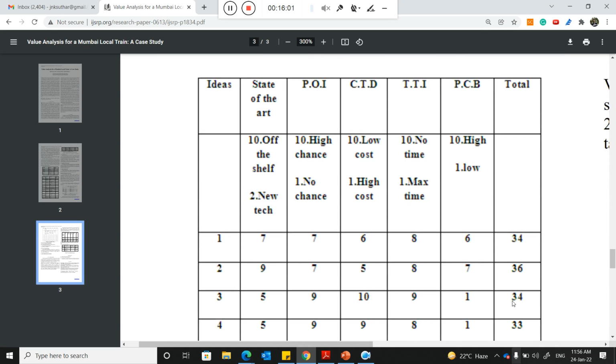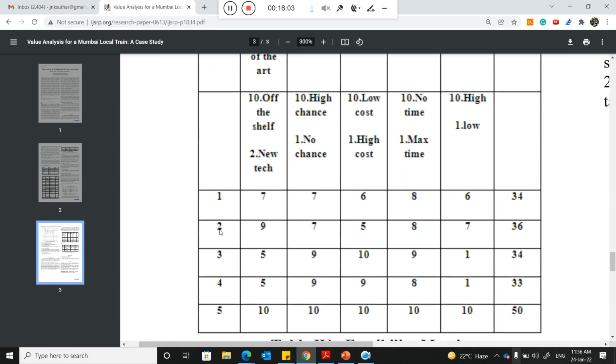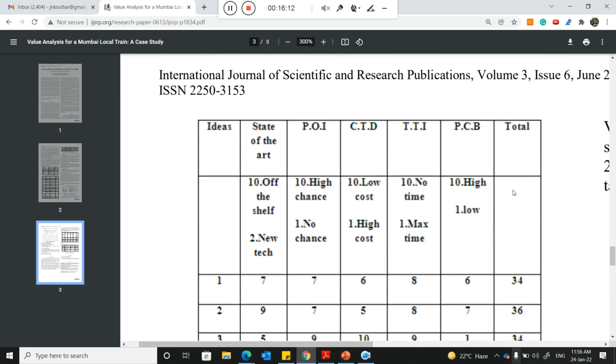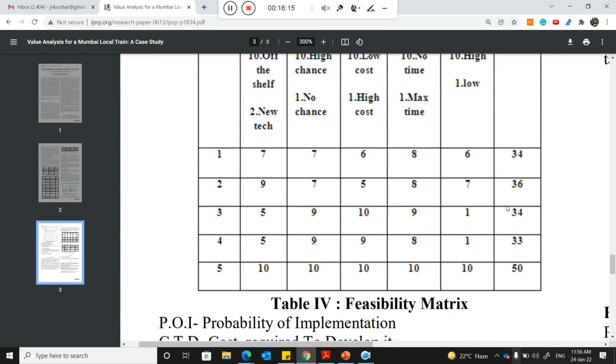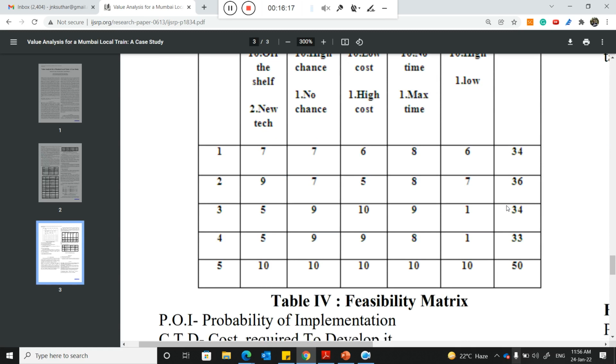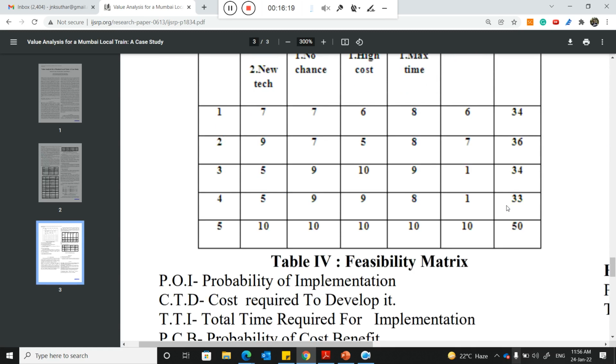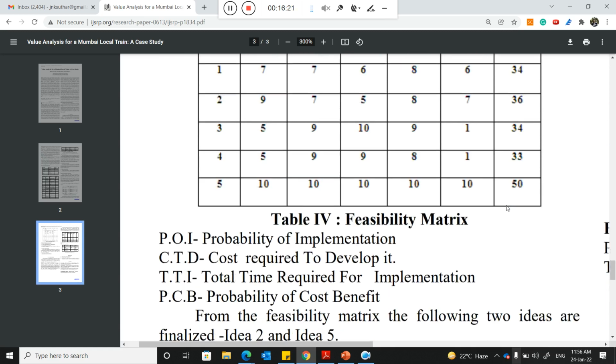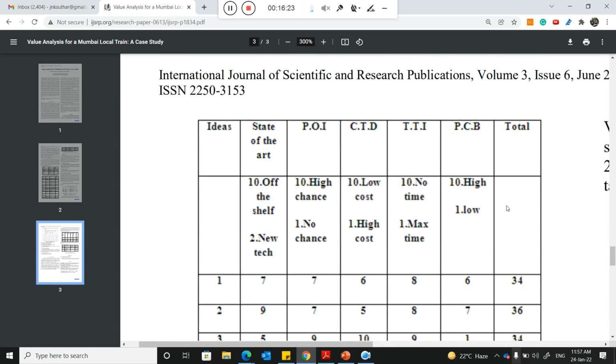Okay, I just try to say the methodology. I'm not going to discuss all the components because that is not necessary here. But what you need to identify here is the total probability of implementation, the total cost required to develop it, the total time required for implementation, and the probability of cost benefit that you need to take from the expert.